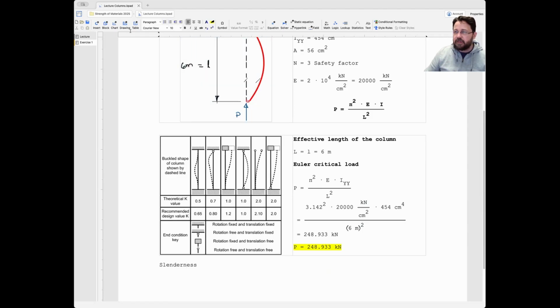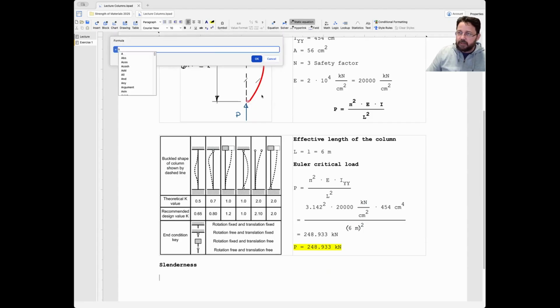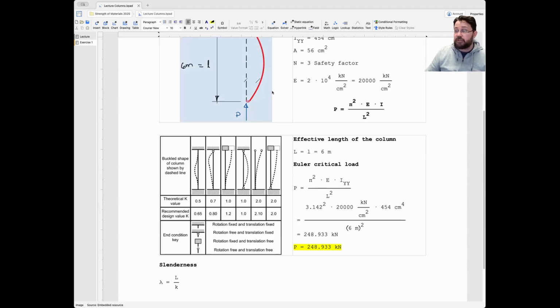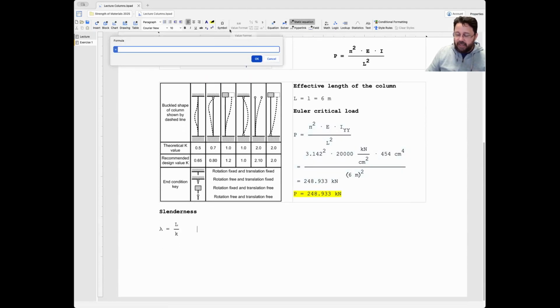So if we come here and say, the slenderness, lambda, is defined by the relation between the length of the column and the radius of gyration. And we also know that the radius of gyration, k, is a relation between the moment of inertia and the area. So it's going to be the square root of inertia divided by area. That's the formula we've given before.